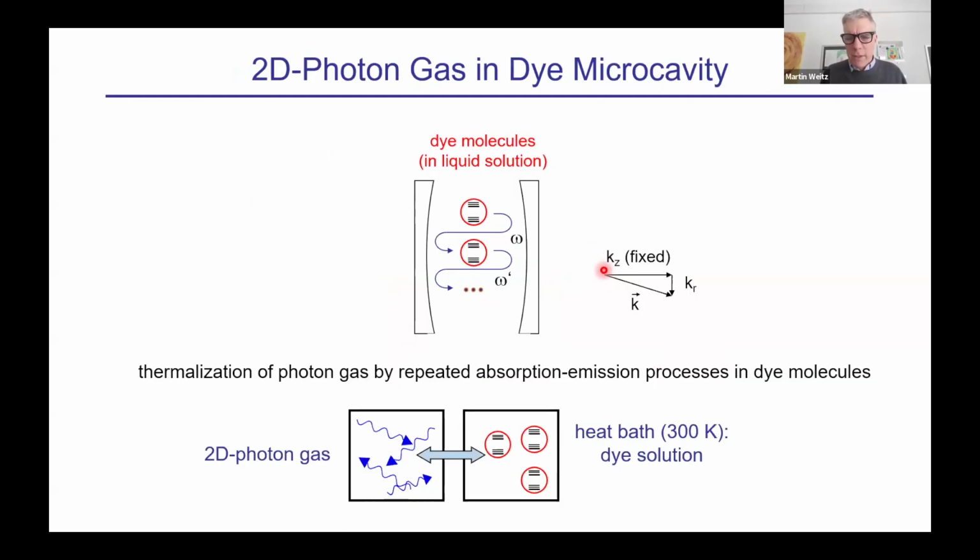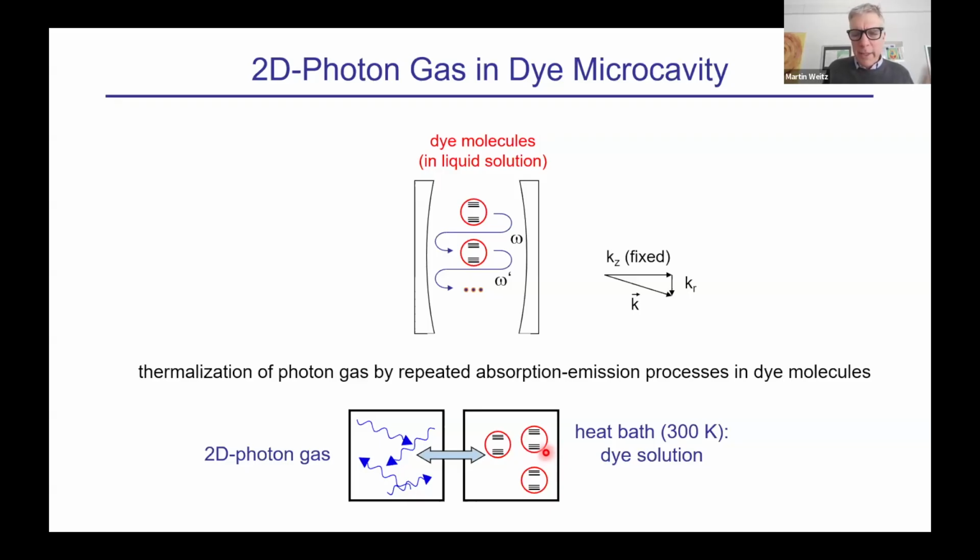So in the microcavity, the longitudinal mode number is fixed, and we thermalize the two transversal degrees of freedom. We have a two-dimensional photon gas that couples to a heat bath. The dye molecules act as a heat bath at room temperature.